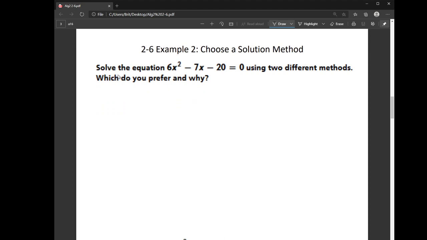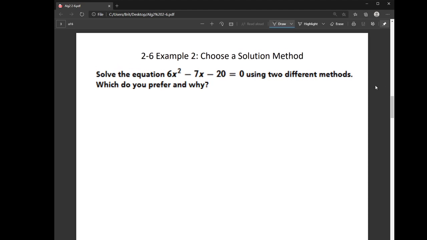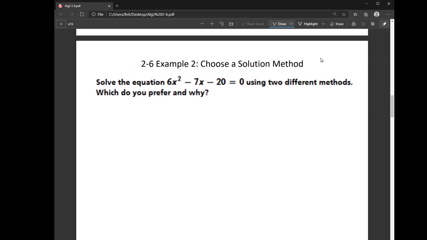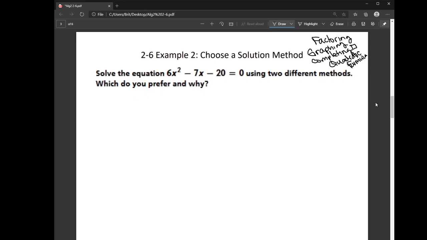So remember, there's 4 ways in which we could solve quadratics. There's factoring, there's graphing, there's completing the square, and then there's the quadratic formula. So those are the 4 things we can choose from.